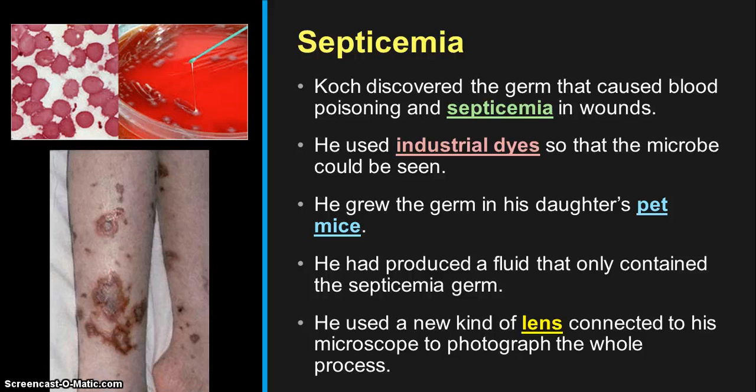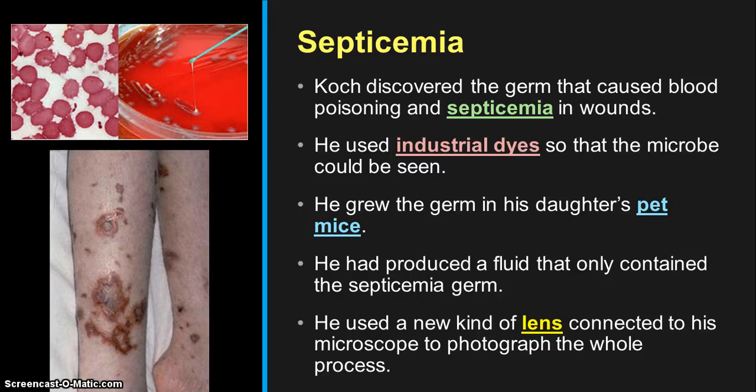So Koch didn't stop there. He wanted to move on and discover the germ that caused blood poisoning and septicemia in wounds. Septicemia is a devastating infection that prevents a wound from healing. So Koch managed to discover the microbe that did this, but unfortunately the microbe was impossible to see even under a microscope.